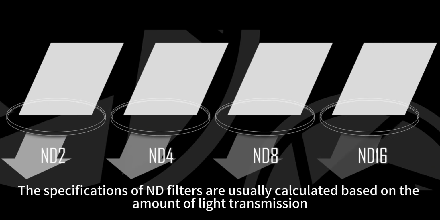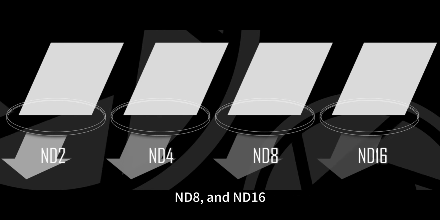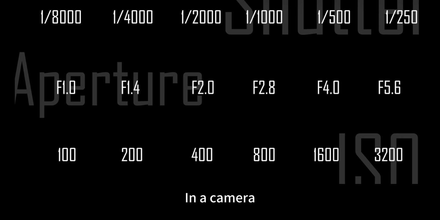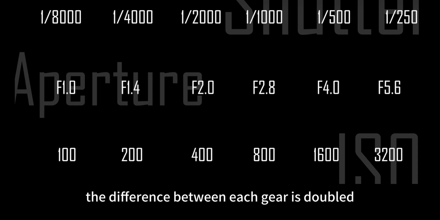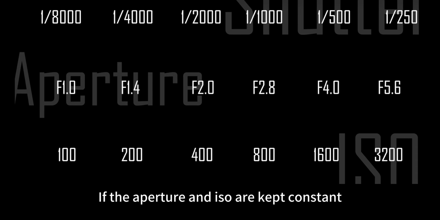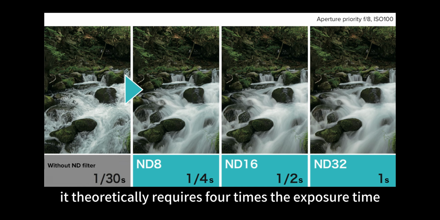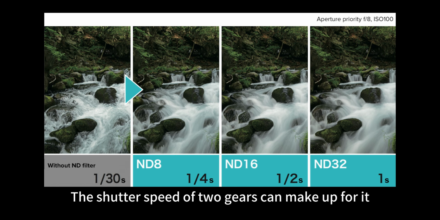The specifications of ND filters are usually calculated based on the amount of light transmission. General models include ND2, ND8, and ND16. How much attenuation it has has to be compensated for through a longer exposure time. In a camera, no matter whether the shutter, aperture, or ISO, the difference between each gear is doubled. If the aperture and ISO are kept constant, if the ND4 filter is installed, it theoretically requires 4 times the exposure time. The shutter speed of 2 gears can make up for it.